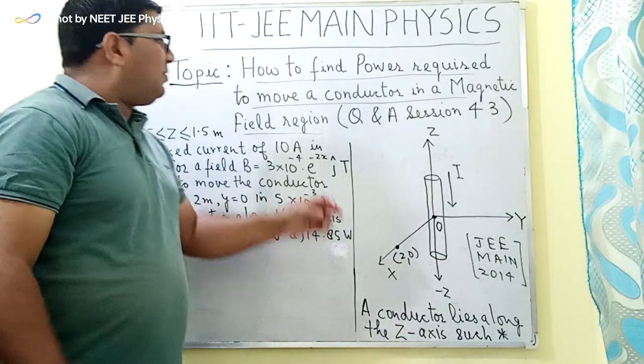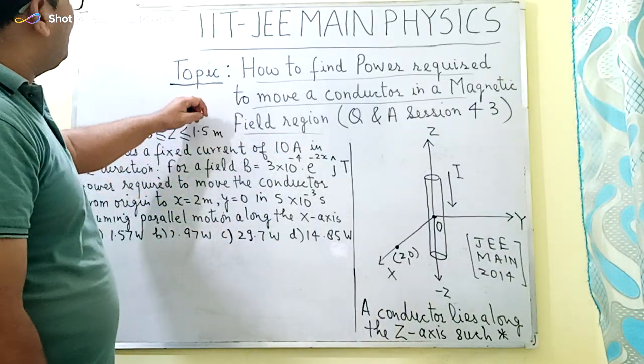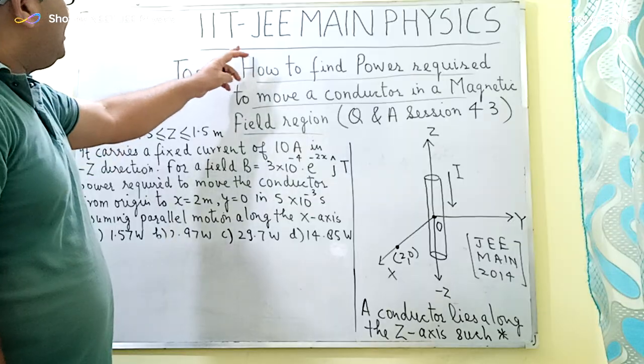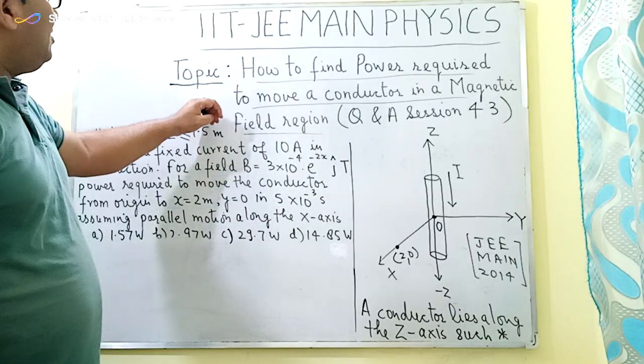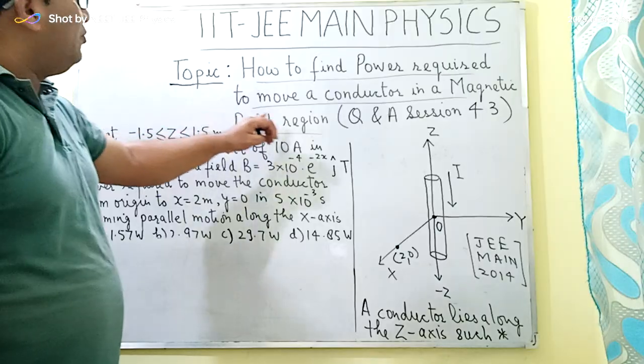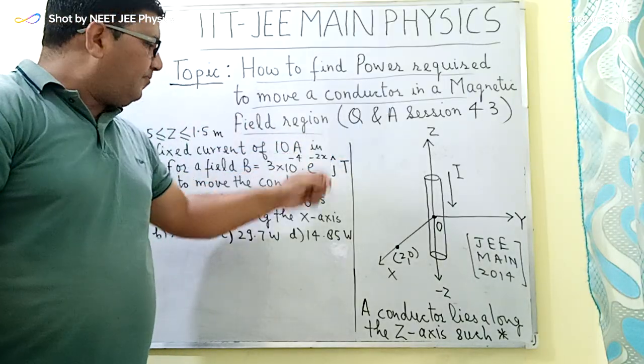Good morning and welcome to the Q&A session 43 from the playlist of IIT-JEE Main Physics. The topic is how to find the power required to move a conductor in a magnetic field region.